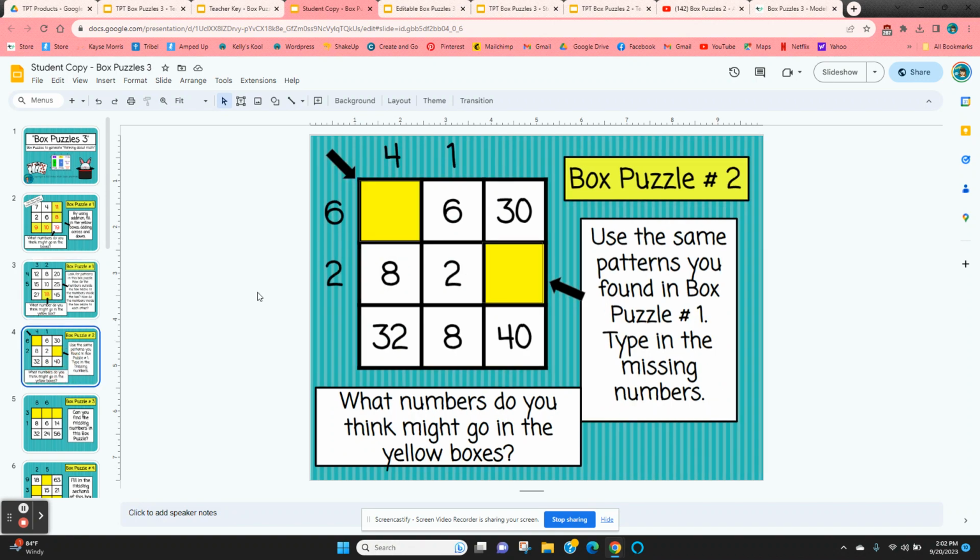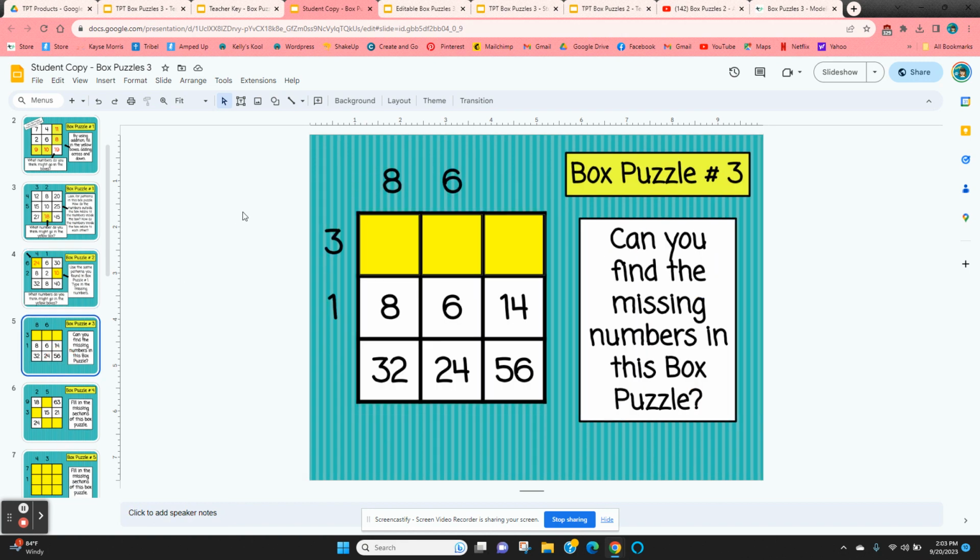They get to the next one. Well, then they have to predict what number is going to go in these two boxes. So, well, if they multiply 6 times 4, they're going to get 24. And here, they add 8 plus 2 going across, they're going to get 10. And they check to see if it works. Okay, well, 24 plus 6 is 30, so that works. 24 plus 8 is 32, so that works. 8 plus 2 is 10, and 30 plus 10 is 40. So those numbers all work.